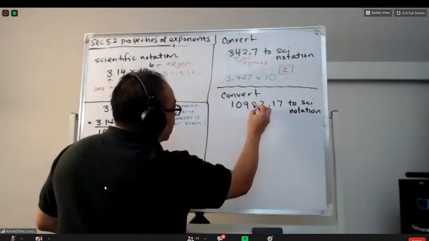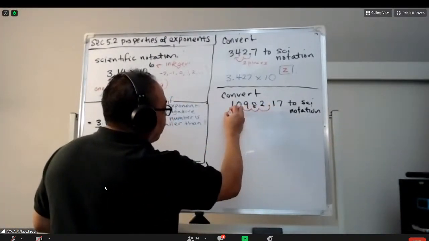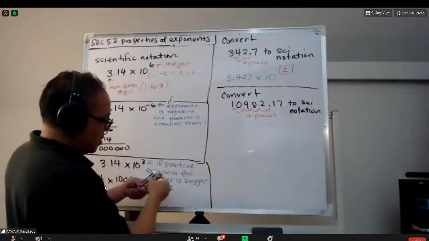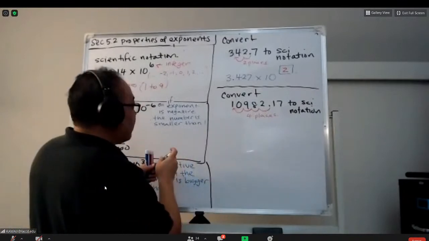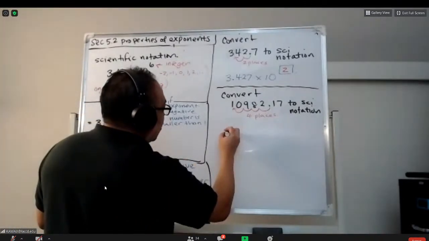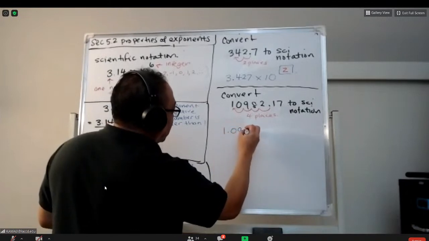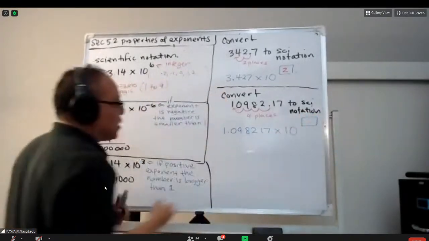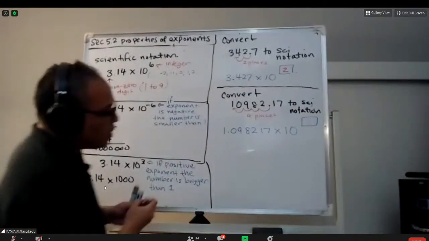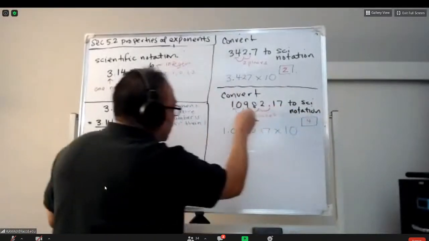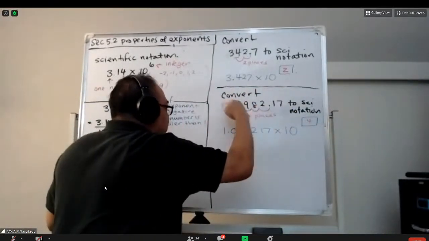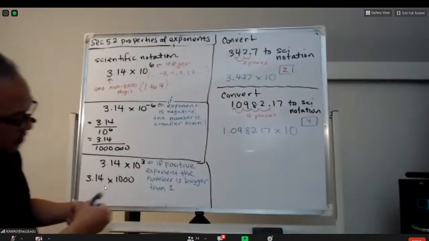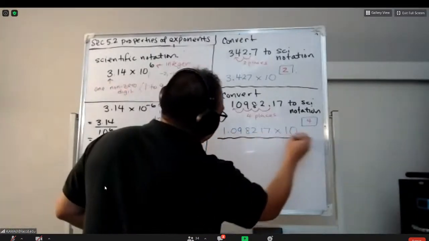So let's move it 1, 2, 3, 4. So we move 4 places. So we have 1.098217 times 10. And all we have to do is figure out what number we put in there. We definitely are going to put a 4 because we had to move this decimal 4 places. And since the original number is bigger than 1, it's going to be positive. So let's give you an example of something that's going to be negative.